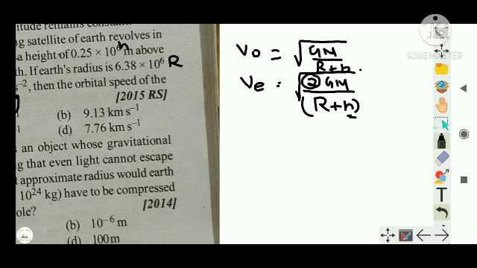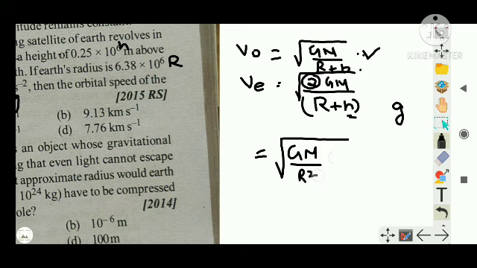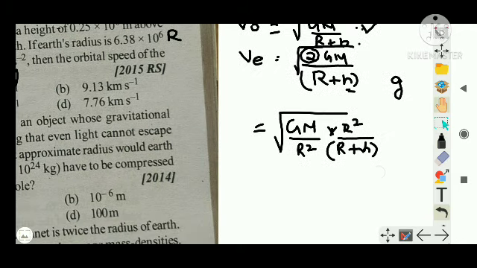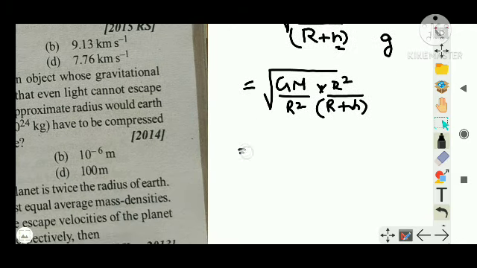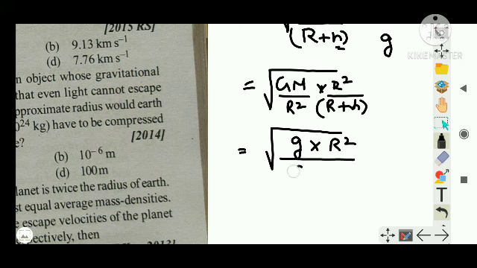You are asked what is the orbital velocity, so that is equal to root of GM by r plus h. But the problem is you are not given that much detail. You are only given g, and you are given h and r. So you have to change this equation. Let us require an r squared here, so I have multiplied an r squared here. So it becomes r plus h in here. Now what is GM by r squared? GM by r squared is our g. So this becomes g into r squared divided by r plus h.